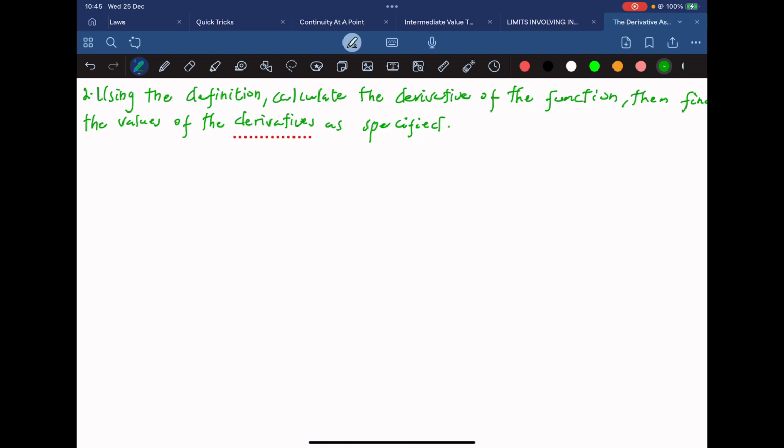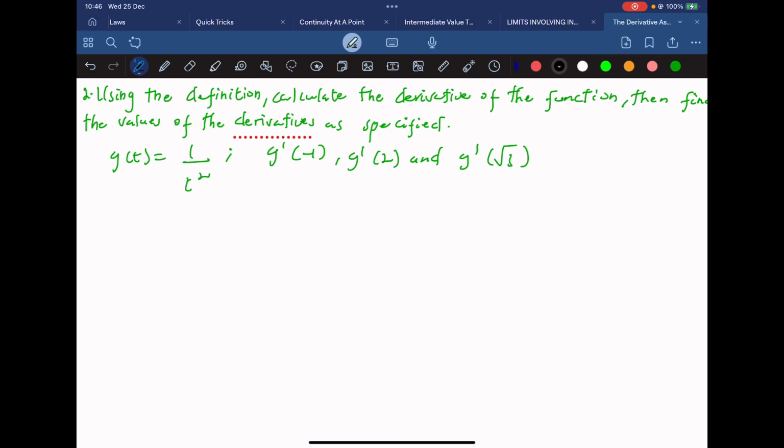So we have our g of t to be equal to 1 out of t squared. And afterwards, we have to find g prime of negative 1, g prime of 2, and g prime of root 3. So now let's go ahead to solve this problem.